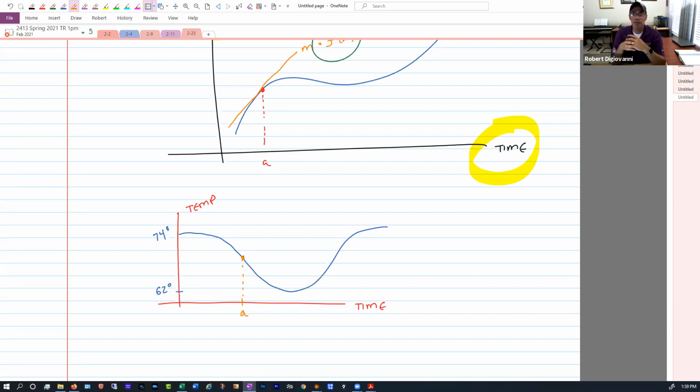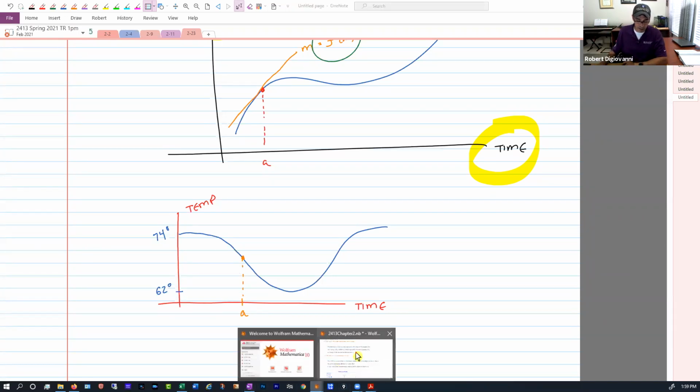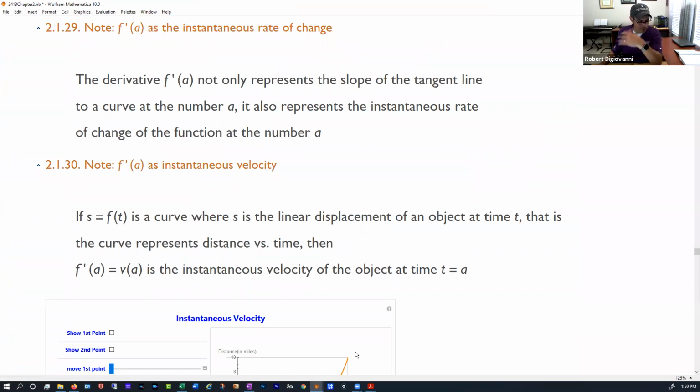In physics, it could be something to do with force, and you're looking at how rapidly the force is changing at a specific instant. If this is economics, you could be talking about how quickly your profit was going up or your income was going down. But the key is that we're talking about it at an instant in time as opposed to an average over an interval. Okay, so that's very powerful. We'll be able to use that for a lot of things, as you will see later on.